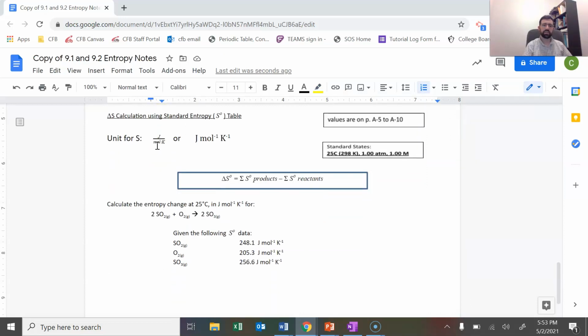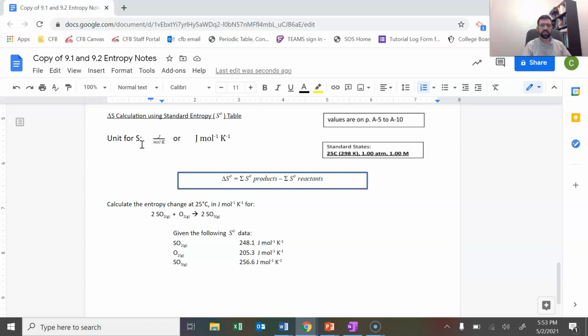All right, calculation using the standard entropy table. Sometimes you're going to have to look at a table of entropy values and then use that. You can find a table in textbooks. We'll give you a table on any assessments in AP Chemistry, and on the AP Chemistry exam College Board will give you the values that you need, either in table form or embedded in the question.